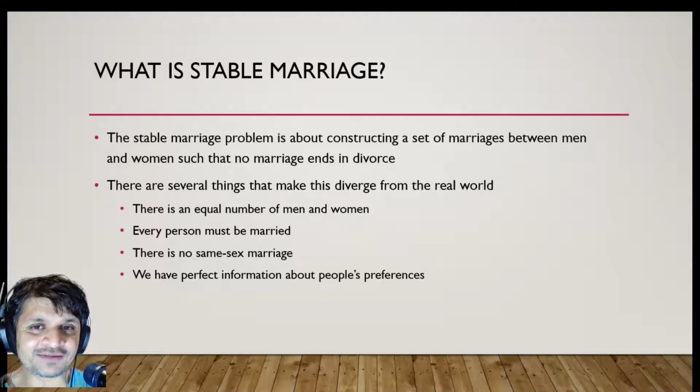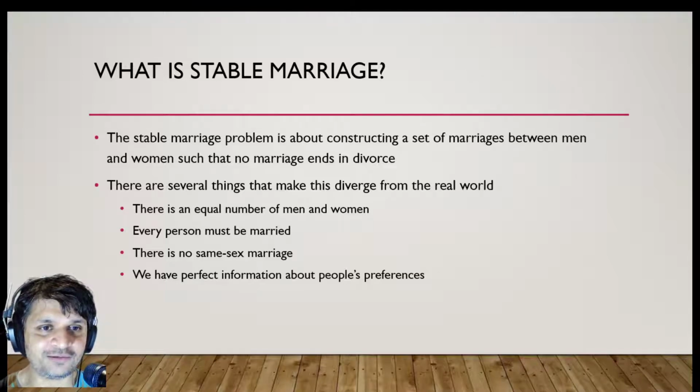There are a couple of things about the way we tackle this problem that make it different from how this problem would work in the real world. There are a number of constraints that we put on this marriage system. The first constraint is that there's an equal number of men and women. This is not a super unrealistic constraint. In the real world, there's an almost equal number of men and women.